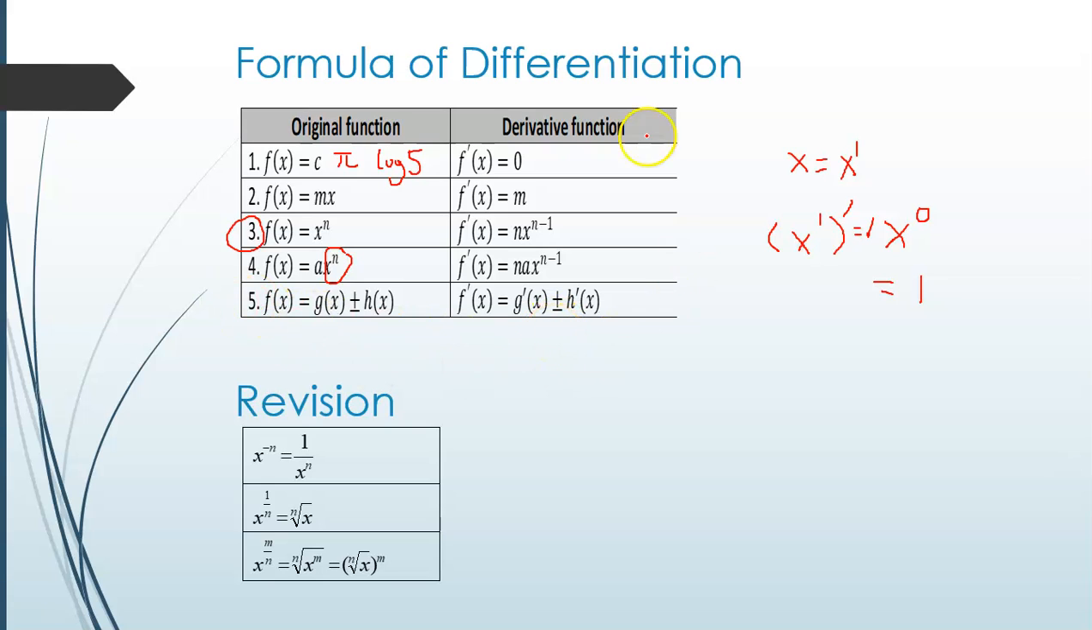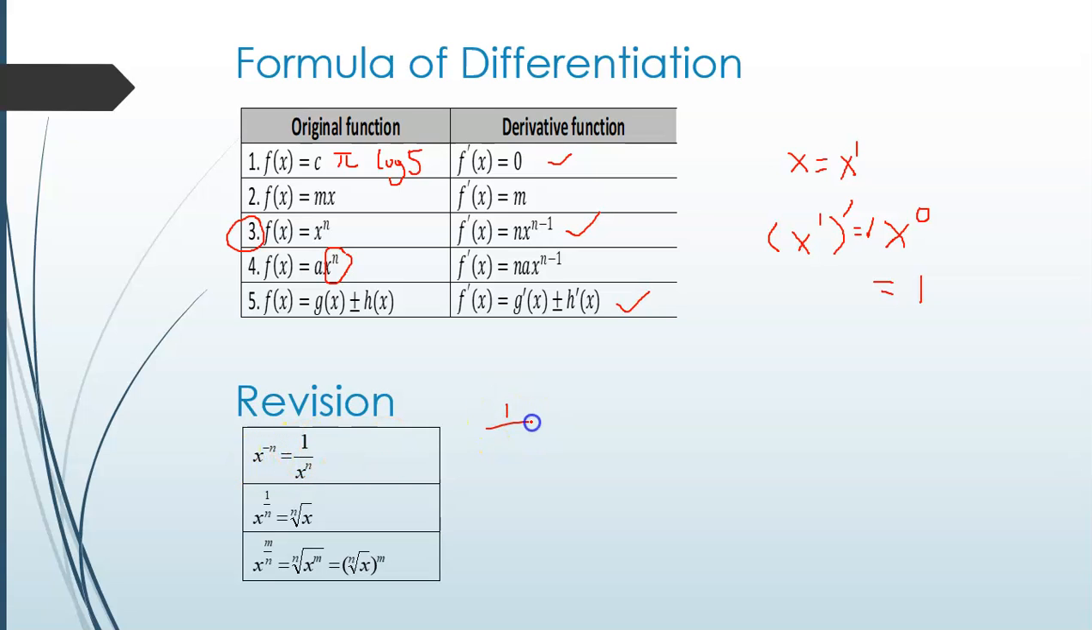Okay, so these are usually called simple rules: the constant rule, the power rule, and the sum and difference rules. And also you notice that in order to apply the power rule, you must know the power. That's why we need to recap the exponential rules, like 1 over x to the power of n is x to the power of negative n.